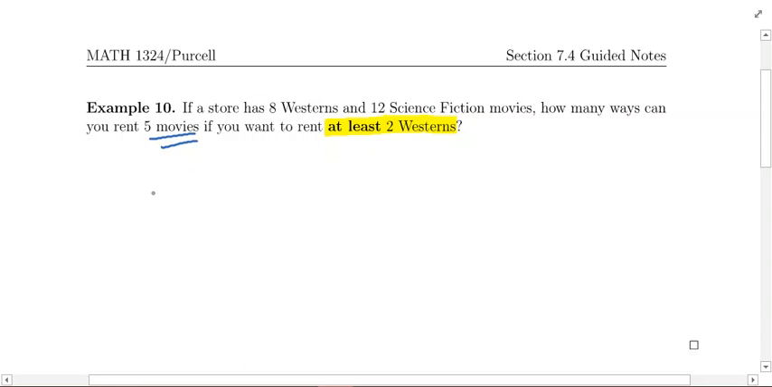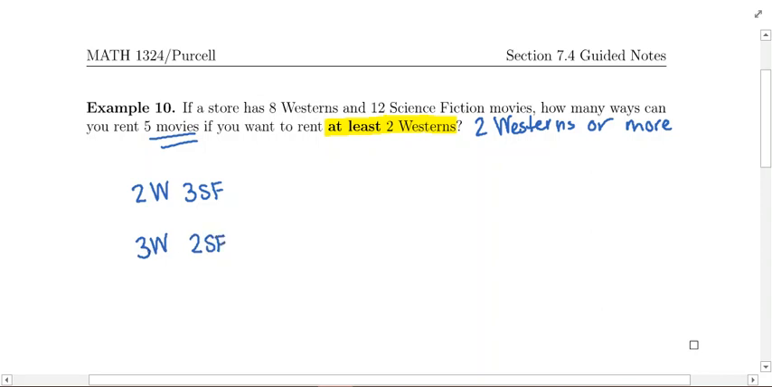So you've got some different possibilities here. If you're going to rent at least 2 westerns, that means 2 westerns or more. So you could rent 2 westerns and 3 science fiction movies, because that would be 2 plus 3, a total of 5 movies, and at least 2 of them are westerns. Or you could rent 3 westerns and 2 science fiction movies, because that would again total 5. You've got 3 westerns, so that's at least 2 westerns.